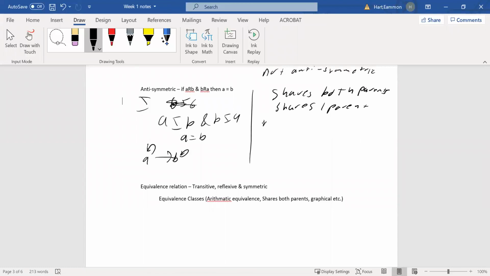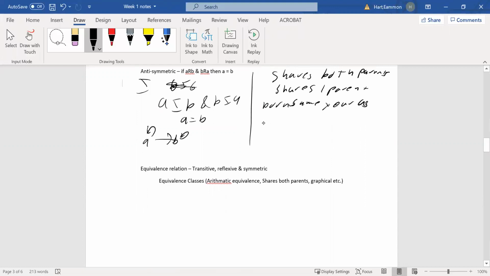Born the same year as. If I'm born the same year as Colette and Colette is born the same year as me, that does not mean that I am Colette.